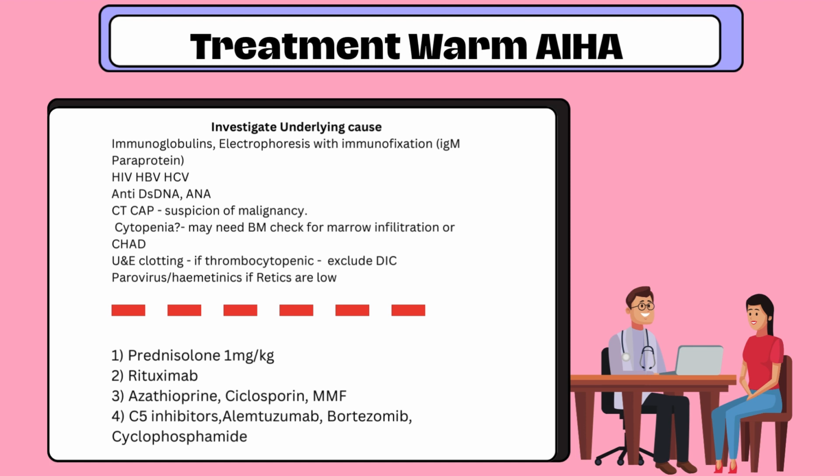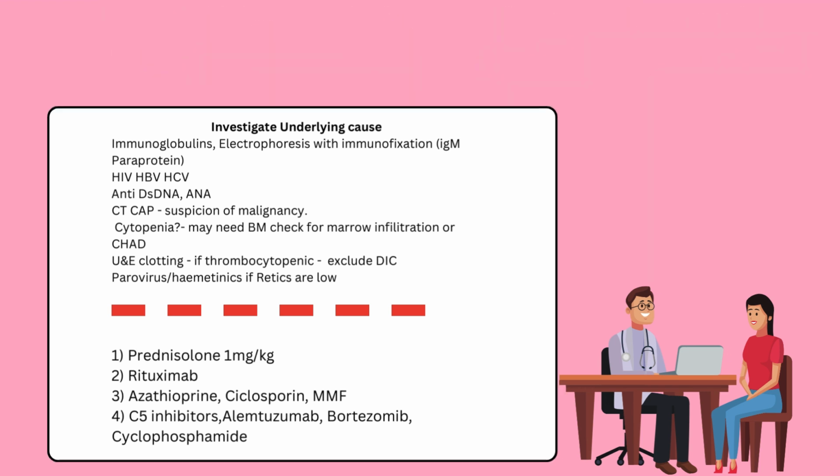You might need to go on to third-line treatments like azathioprine, cyclosporin, mycophenolate, depending on your local trust. An alternative would be a splenectomy if immunosuppression isn't working. C5 inhibitors and other immunosuppressants like alemtuzumab, bortezomib, cyclophosphamide can be thought about in fourth line.